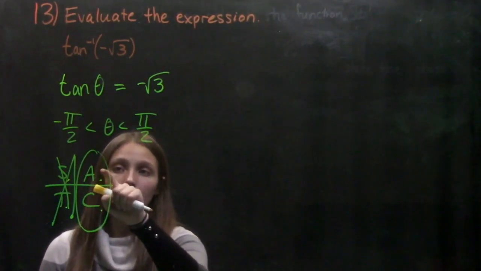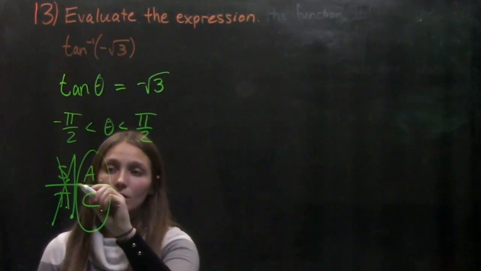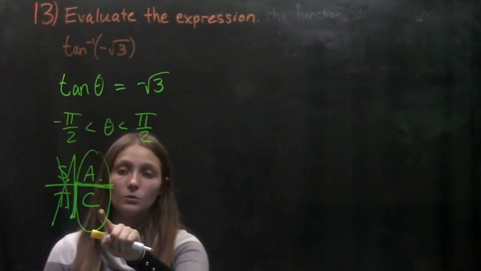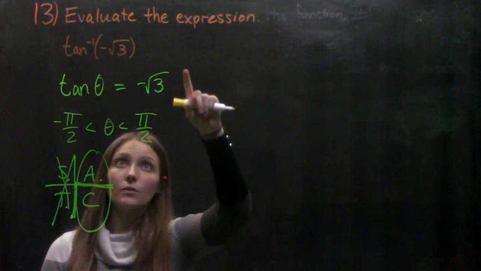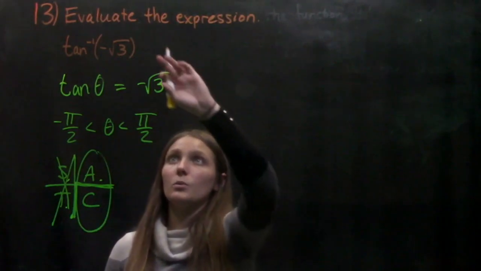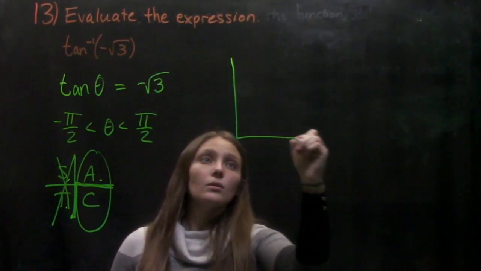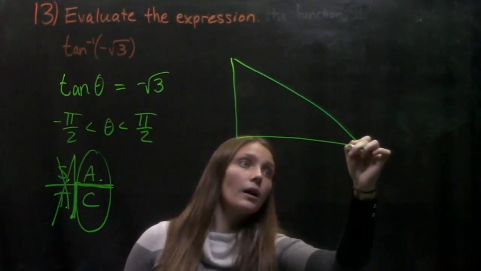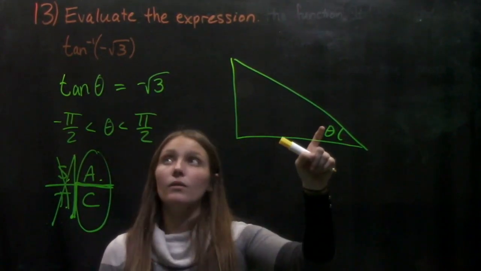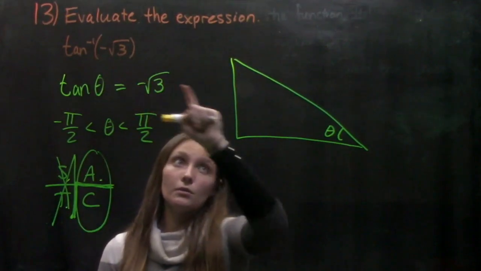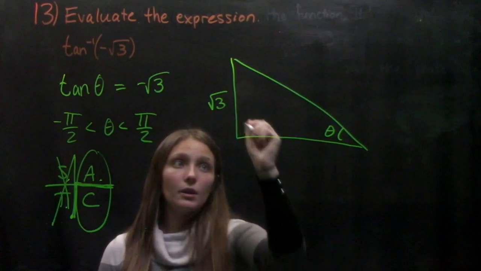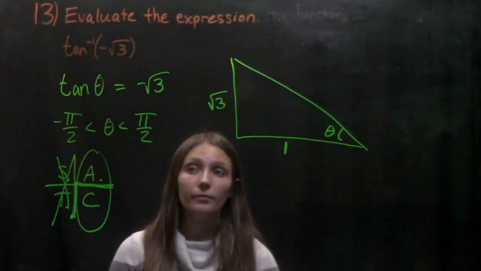And since tangent is positive in the first quadrant, we know that we're going to be in this fourth quadrant right here. So now that we know what quadrant we're going to be in, we can go ahead and solve for the numerical value of the angle that we're searching for. So we're going to draw a triangle. We've got our theta here, and the tangent of this angle is going to be negative square root 3. If we take the absolute value of that, we'll say that this is square root 3, and this side is going to be 1.